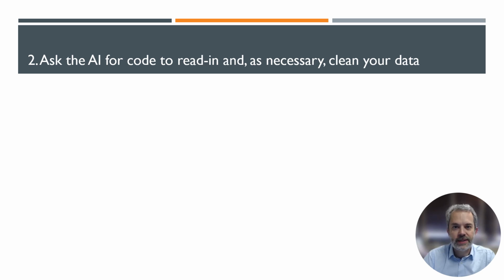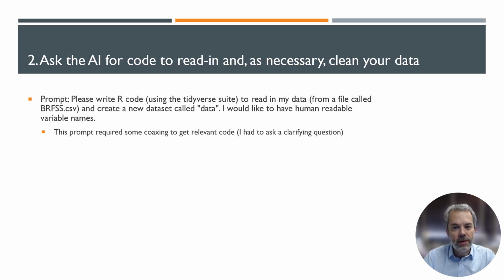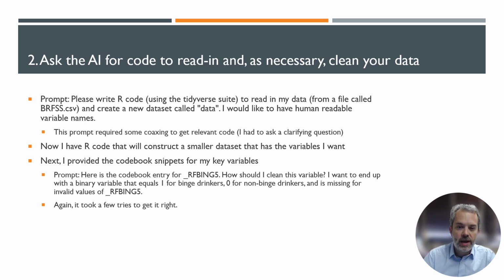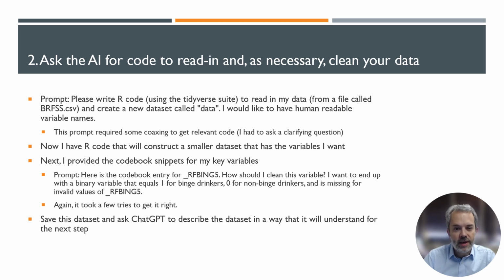Now that we have chosen our data set and identified the variables, let's have ChatGPT write some code for us. Here I gave it an explicit prompt about what software to use, the name of the input file, and what I wanted it to call the data. I did have to ask some follow-up questions before it gave me something reasonable. The good thing is you can have ChatGPT open while testing its output. The result is working R code that'll make the data set you want. Next, I can use codebook snippets to help it write the code I need to clean variables. And finally, ask ChatGPT to tell its future self what it did.